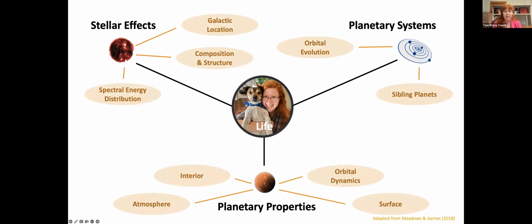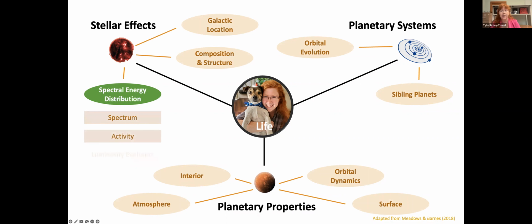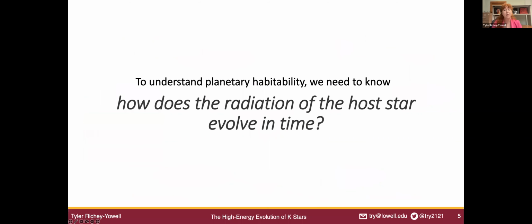And of course, each of these can be divided further into subcategories that each play a role as well. My research focuses on understanding the potential for life to form from the stellar side, that is, understanding the spectra of stars, the stellar activity, and the luminosity evolution of the star. This tells us how much radiation is actually incident on the planet. To rephrase, in order to understand planetary habitability, we need to know how the flux of a host star evolves in time.